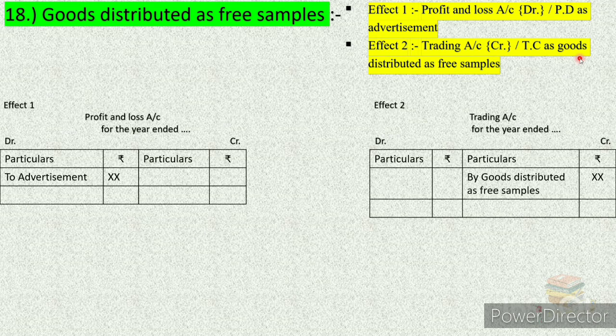Tabular view: the first effect is in profit and loss account for the year ended, debit side, to advertisement, amount in the outer column. Second effect, trading account for the year ended, credit side, by goods distributed as free sample, amount in outer column.